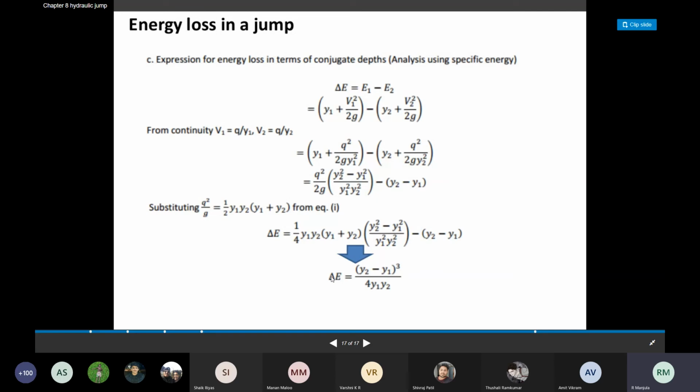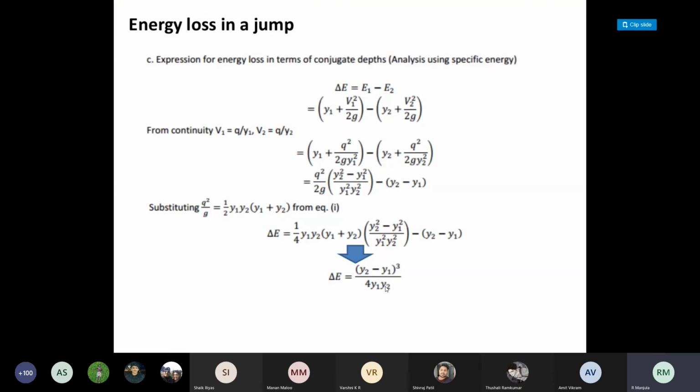Upon simplification, we will get delta E is equal to y2 minus y1 the whole cube divided by 4 into y1 y2. So this is the loss of energy in terms of your alternate depth, or conjugate depth. So delta E is y2 minus y1 the whole cube divided by 4 y1 y2. This equation also you should remember.